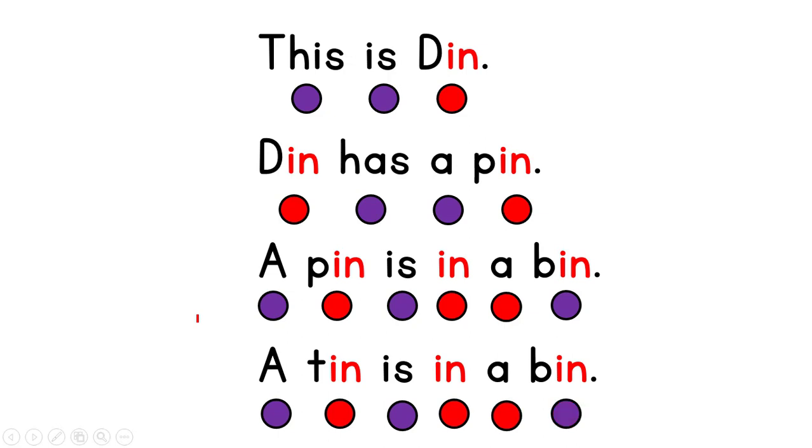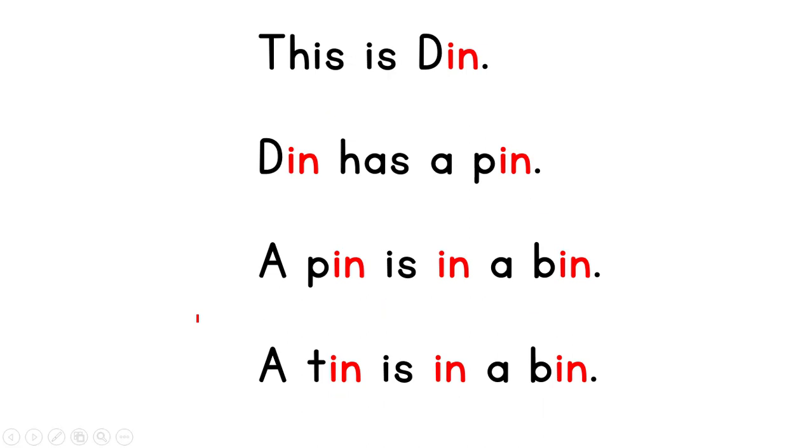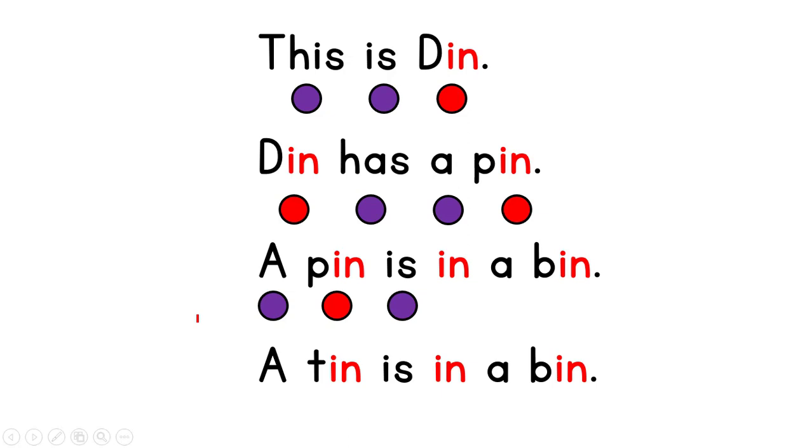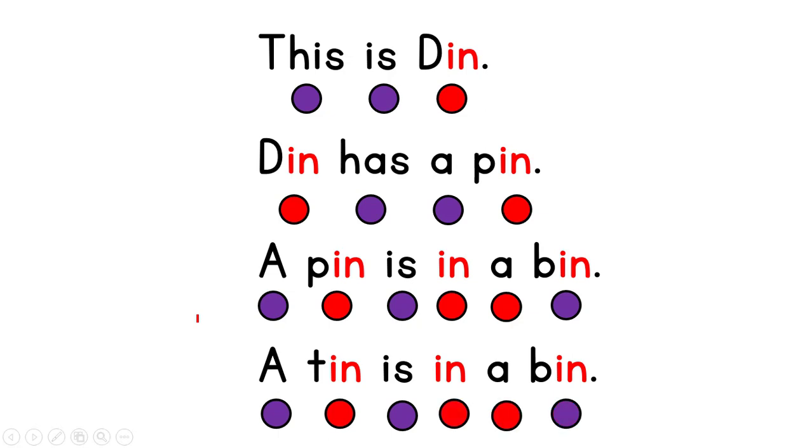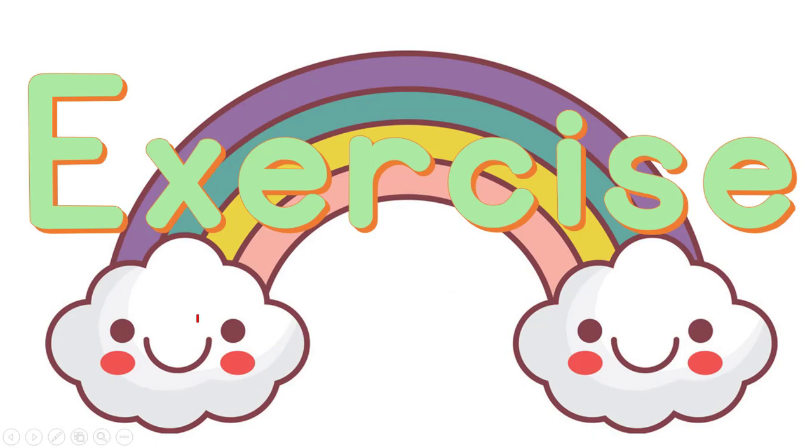Very good. Now can you read by yourself together? All right. So read all the words again, okay? 1, 2, 3. Very good. Next one. Very good. All right. Next. Oh, good job. The last line. Very good. Clap your hand for yourself. Now you can read this passage. All right. Next one. Exercise.